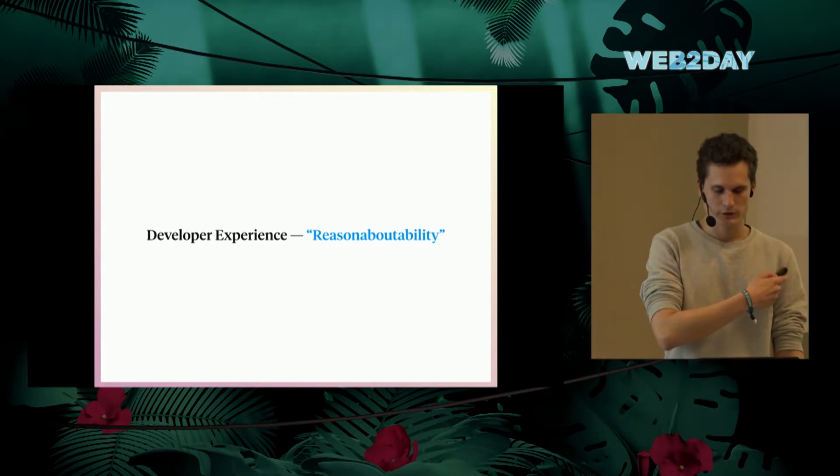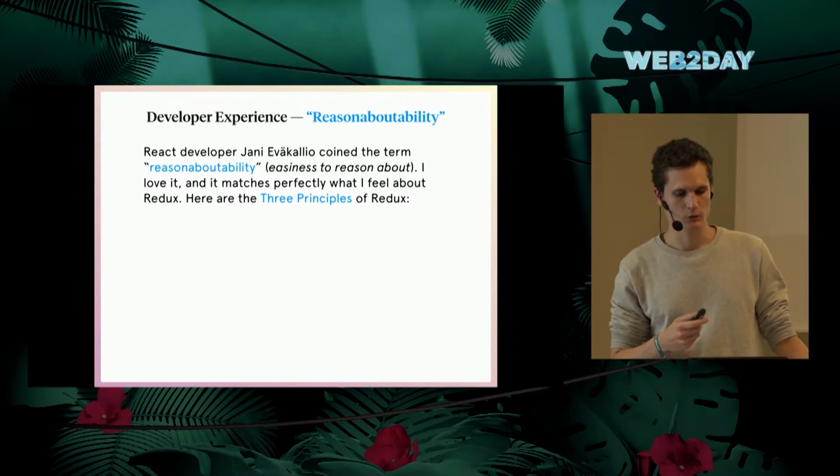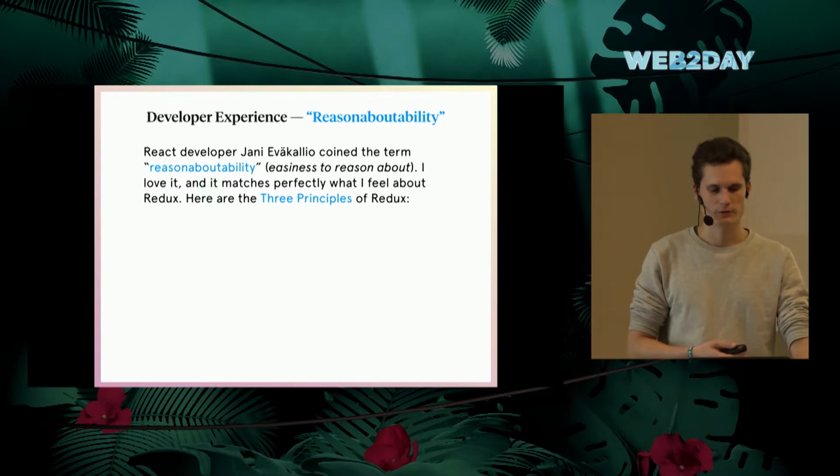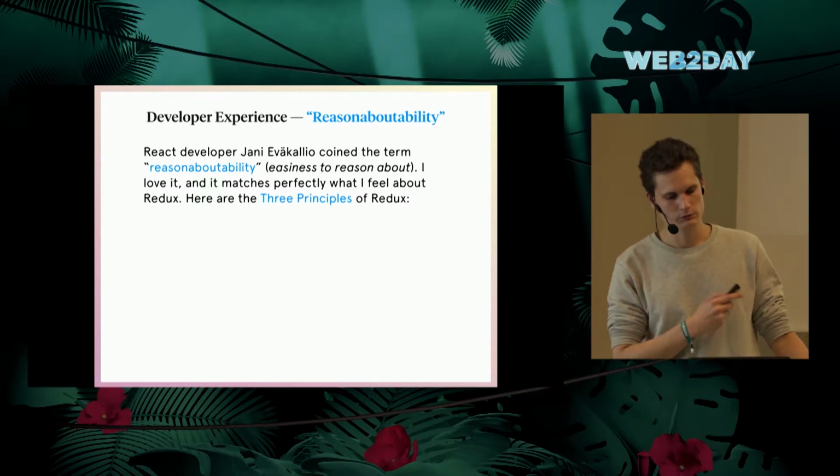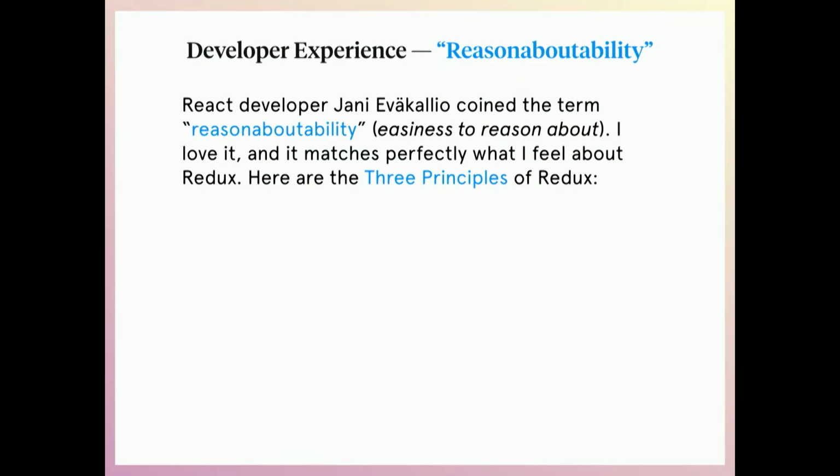Reason-aboutability. So this isn't actually a real word. It was coined by a JavaScript developer in London called Yanni Evacalio. And by reason-aboutability, he meant the easiness to reason about something, to wrap your mind about a certain system or framework, etc. I really love it, and I really think it applies to React and Redux.